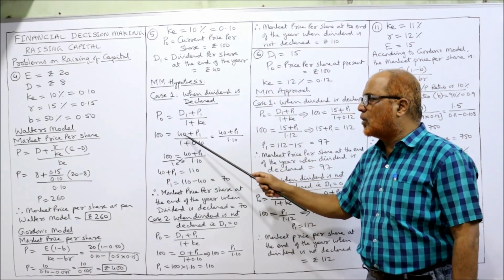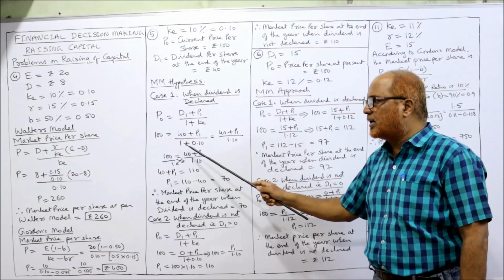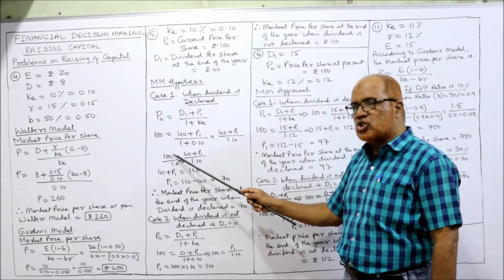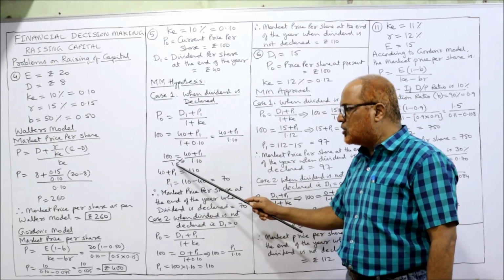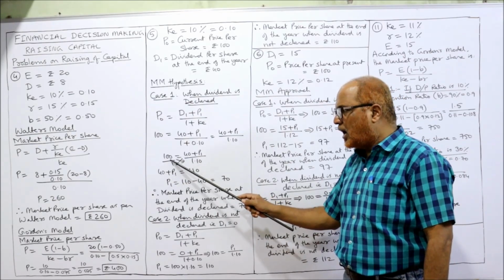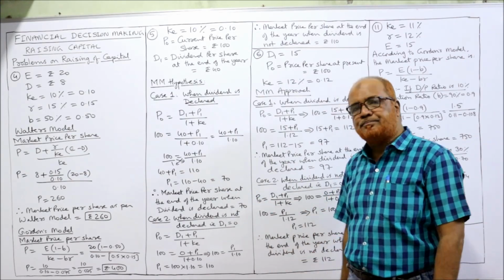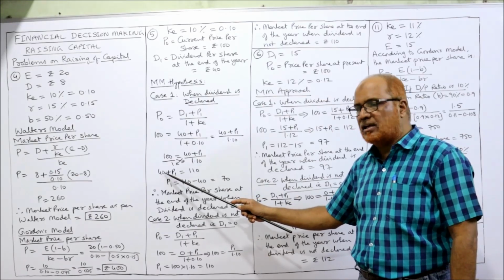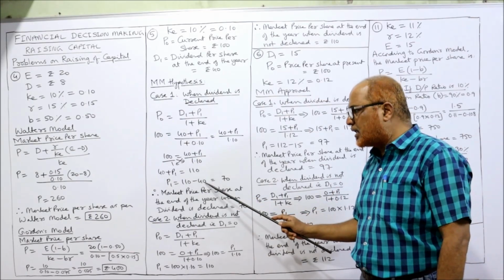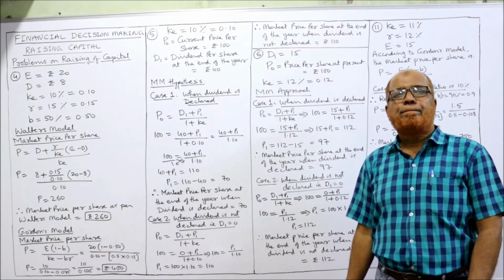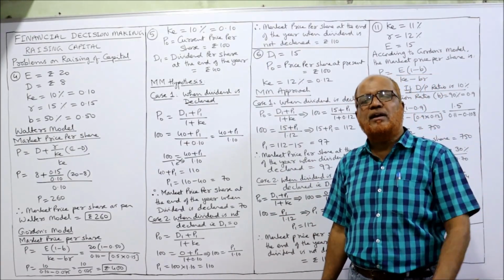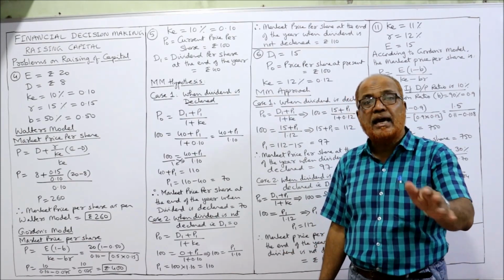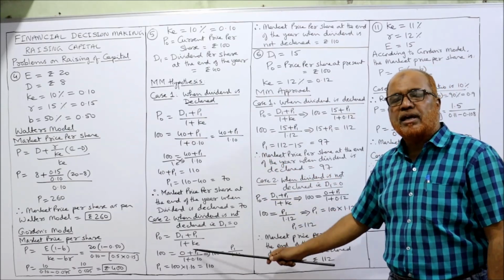Now 100 = (40 + P1) / (1 + 0.1), that is 1.1. Now we make cross multiplication. So 40 + P1 = 100 × 1.1, which is 110. Now P1 = 110 - 40. Bring the 40 from the LHS to the RHS as minus 40. So 70. The market price per share at the end of the year would be 70 rupees when dividend is declared. That is the first case.